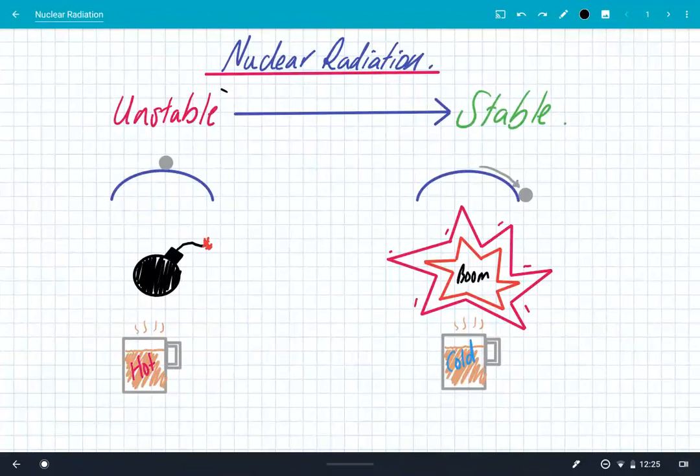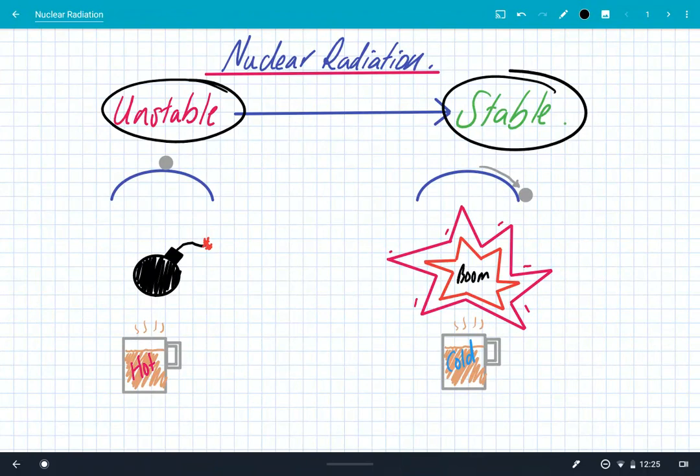But before we begin that, let's look at a fundamental law of the universe. And it's a law to do with the fact that the universe goes from an unstable state to a stable state. And understanding this principle will help us understand the idea behind nuclear radiation.